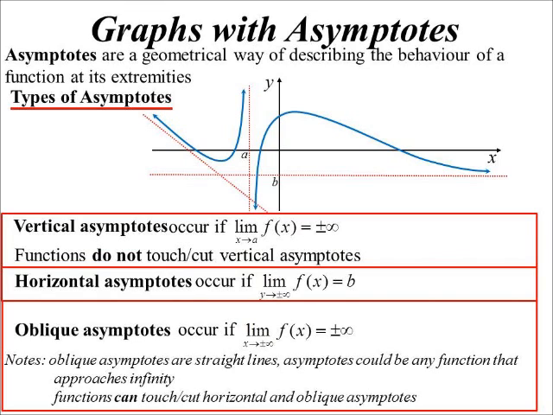You can cut, and you'll notice my curve here does, you can cut oblique ones and you can cut horizontal ones. That's fine. Because the oblique and the horizontal ones are saying, what happens out at the extremity? What happens out at infinity? So over here, it's nowhere near infinity, so it's fine. Whereas the vertical one, it could never cut.